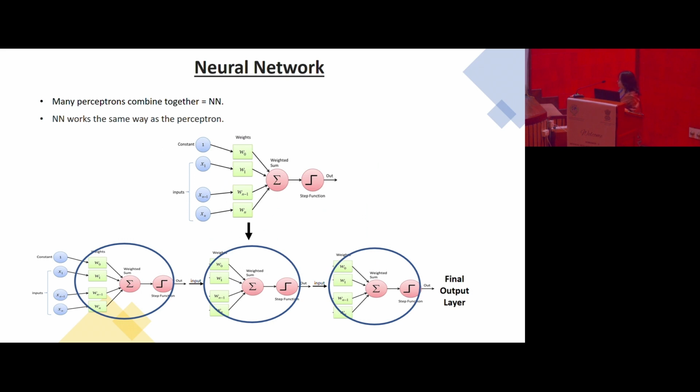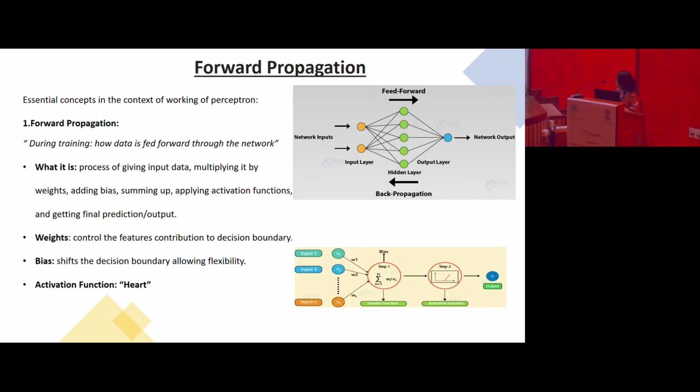And a neural network works the same way as the perceptron. So if we want to know how a neural network works, we should be aware of how the perceptron works, and this is what we will be doing right now. Like Sir mentioned in the presentation, there are two essential concepts in the context of the working of perceptrons, and they are forward propagation and backward propagation.